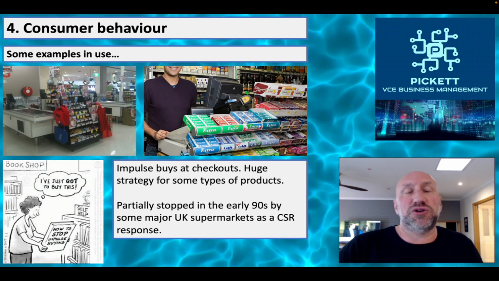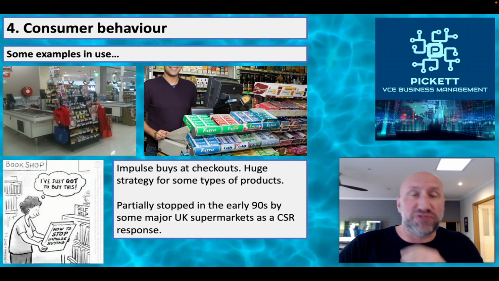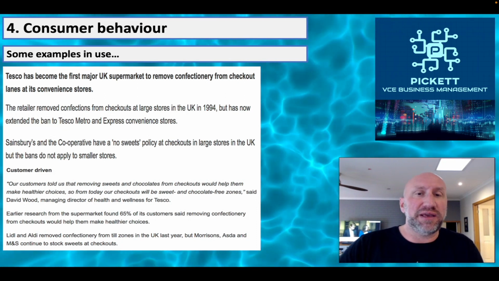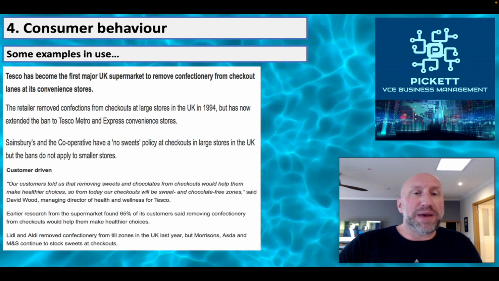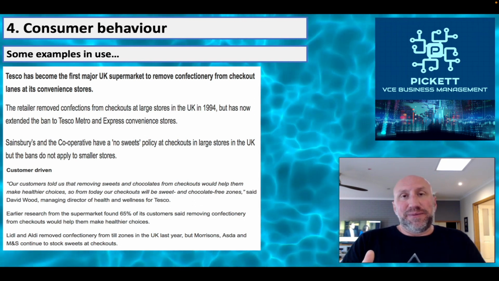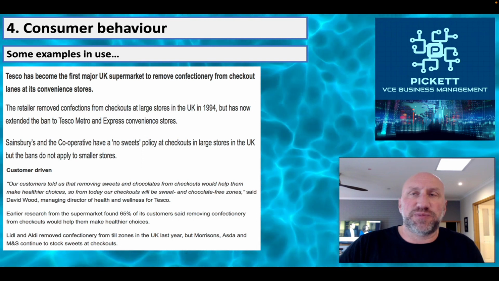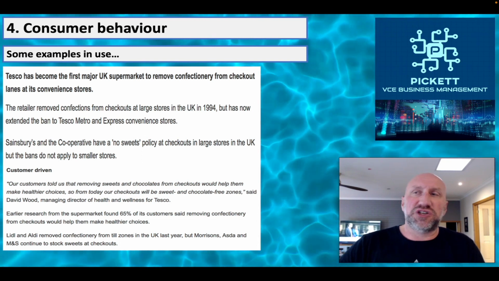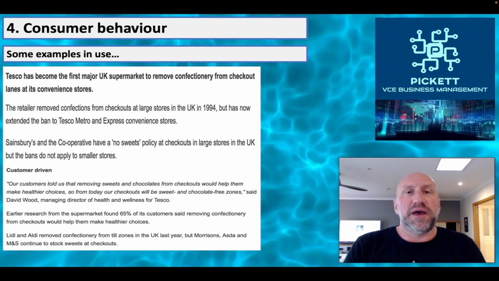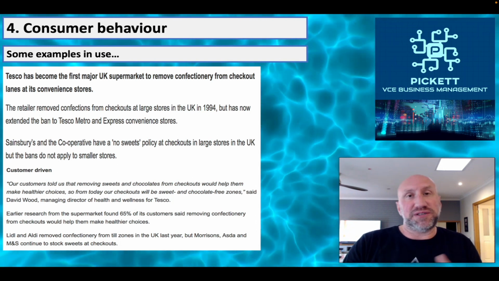Interestingly, this was partially stopped in the 90s by some major UK supermarkets. They kind of saw it as a social responsibility response, really. Here's a story that I found. Tesco is one of the major supermarkets in the UK. So in 1994, they banned confectionery from the checkouts of their large stores. And the reason they did that was because you're shopping with your kids and the kids sort of want to buy chocolate and it's really hard to say no to the kids, particularly if they start screaming and shouting. It's easier often just to buy them what they want. So the idea was to be socially responsible by not putting parents under that kind of pressure and getting people to buy unhealthy stuff as impulse buys. So that's an interesting development there.